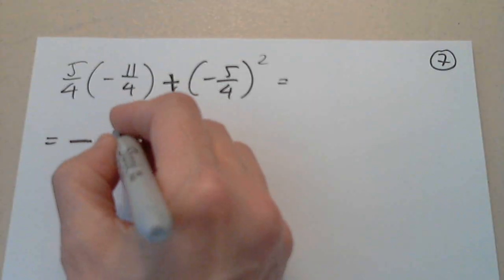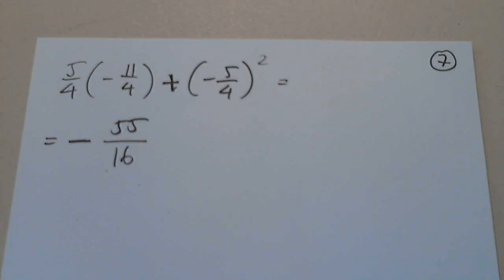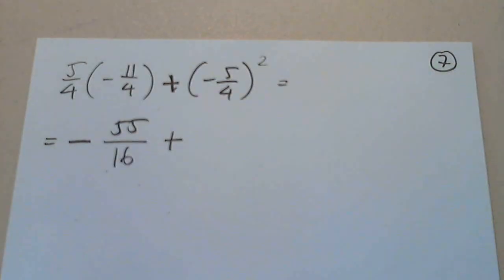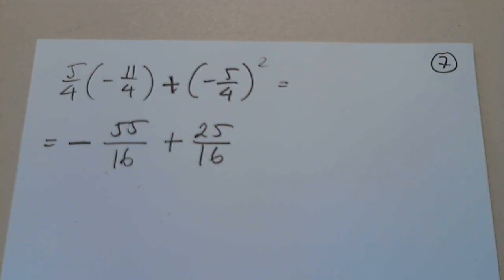Now 5 times 11 is 55. 4 times 4 is 16. So first I address the sign. When I multiply a positive by a negative, I get a negative number. Then I multiply 5 by 11 and I get 55. Then I multiply 4 by 4 and I get 16. Now I have to be careful. I am squaring a negative number. I know the answer has to be positive. There's no discussion there. So I'm going to put positive 25 over 16. I square 5 and get 25. I square 4 and I get 16.